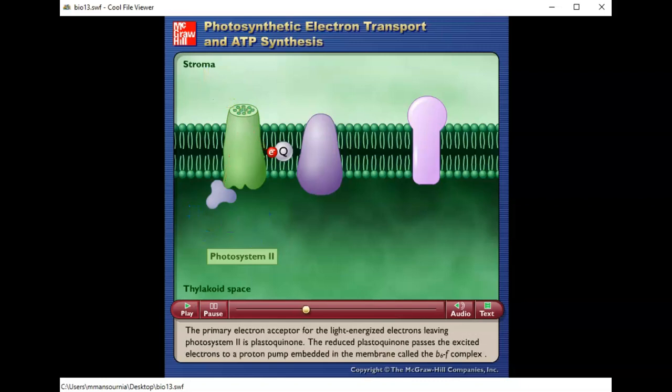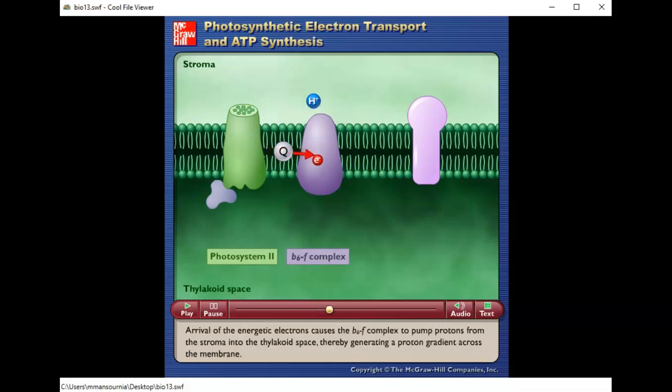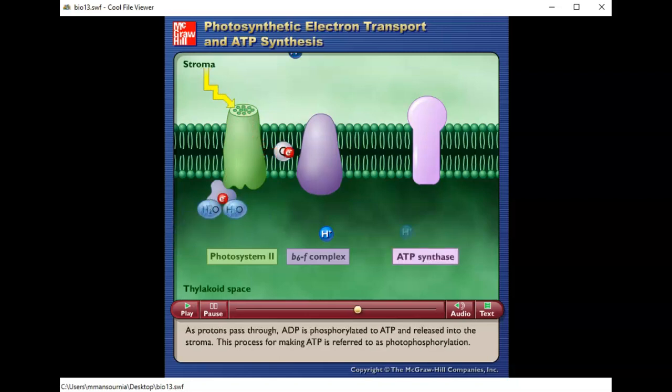The primary electron acceptor for the light-energized electrons leaving photosystem 2 is plastoquinone. The reduced plastoquinone passes the excited electrons to a proton pump embedded in the membrane called the B6F complex. Arrival of the energetic electrons causes the B6F complex to pump protons from the stroma into the thylakoid space, thereby generating a proton gradient across the membrane. Because the thylakoid membrane is impermeable to protons, the protons must pass through the channels provided by ATP synthase. As protons pass through, ADP is phosphorylated to ATP and released into the stroma. This process for making ATP is referred to as photophosphorylation.